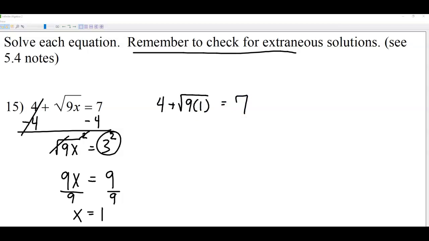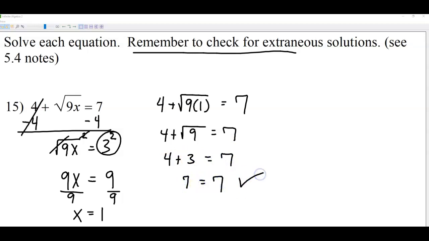So let's see if it works. 9 times 1 is 9. The square root of 9 is 3. 4 plus 3 is 7. And this works. The reason I know it works is because 7 equals 7. That's a true statement, and therefore, this is a good answer. So my answer is x equals 1.